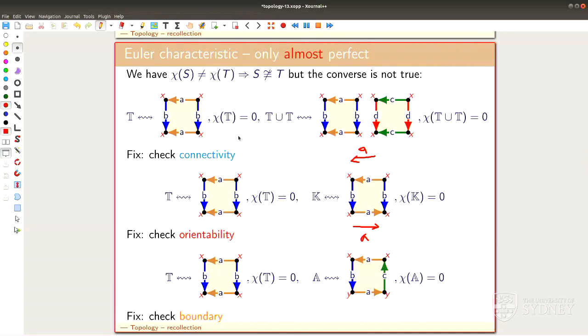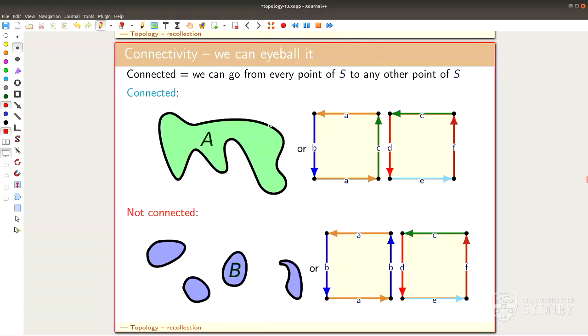First one easy to check. Second one is usually also easy to check. And the third one, I'll try to convince you that it's actually not so hard to do. So let's just go through it.